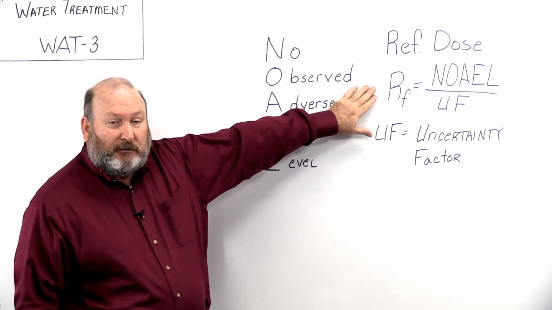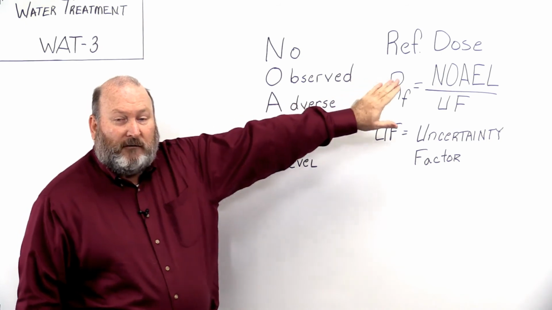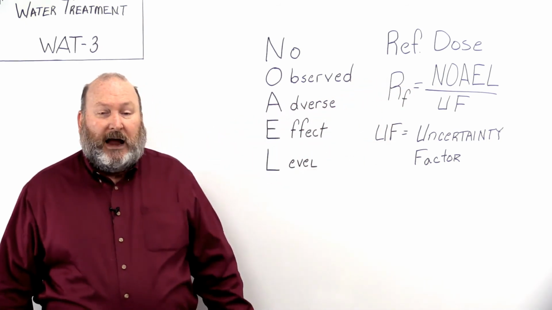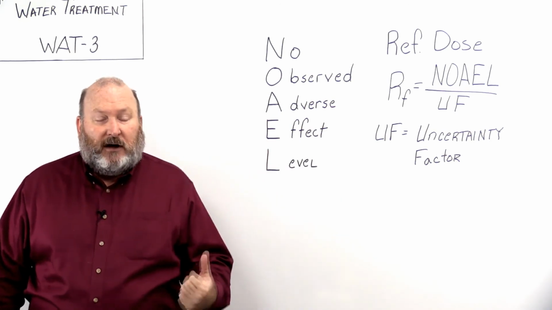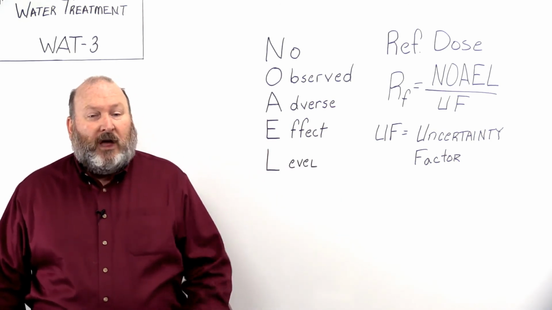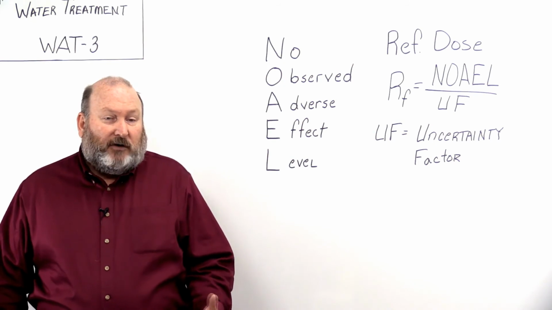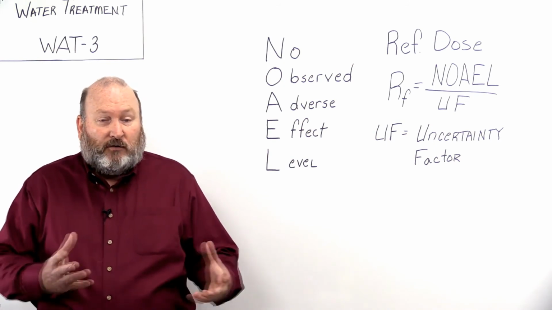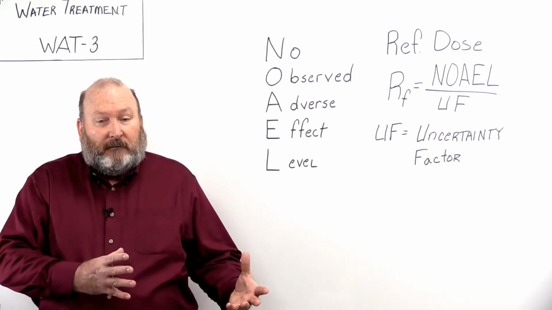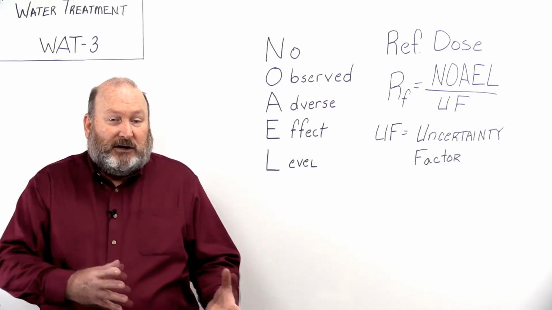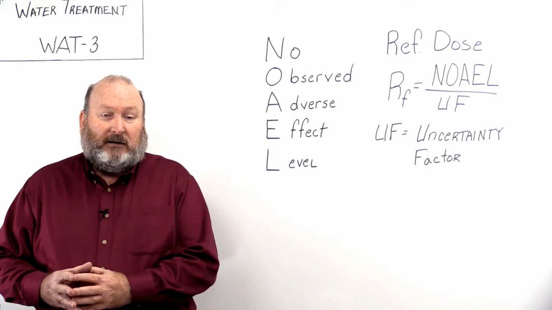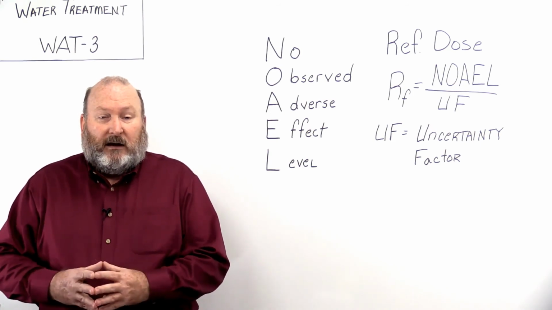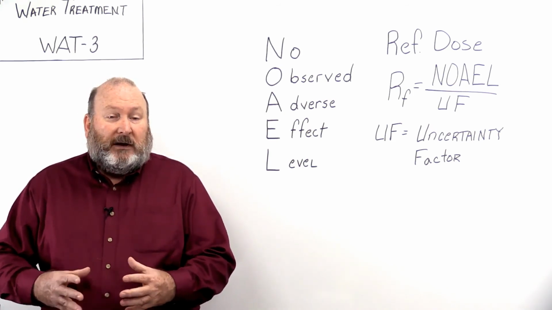The reference dose is that no adverse effect level divided by an uncertainty factor. Since many of these studies are done on animals and other organisms, there is a high level of uncertainty associated with how that information transfers to the effects on human beings. So when we look at the NOAEL, we need to be conservative.